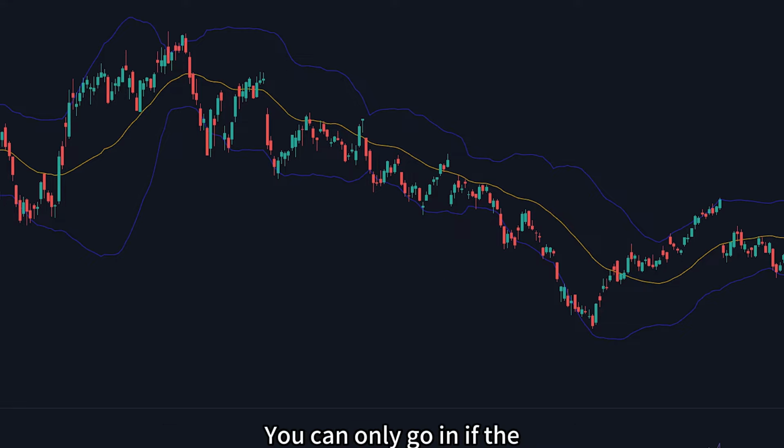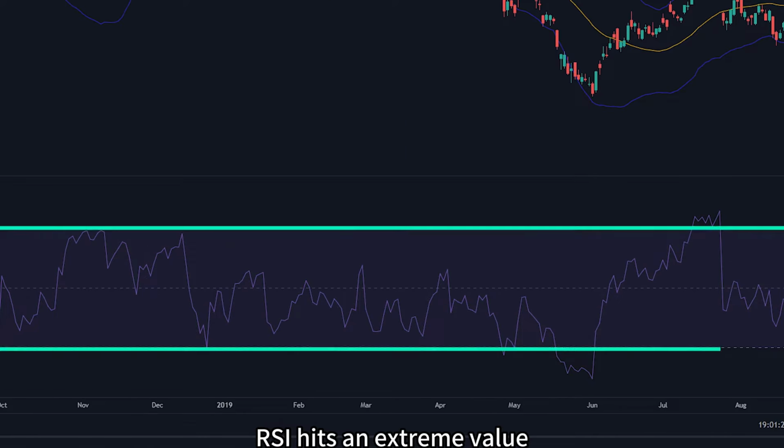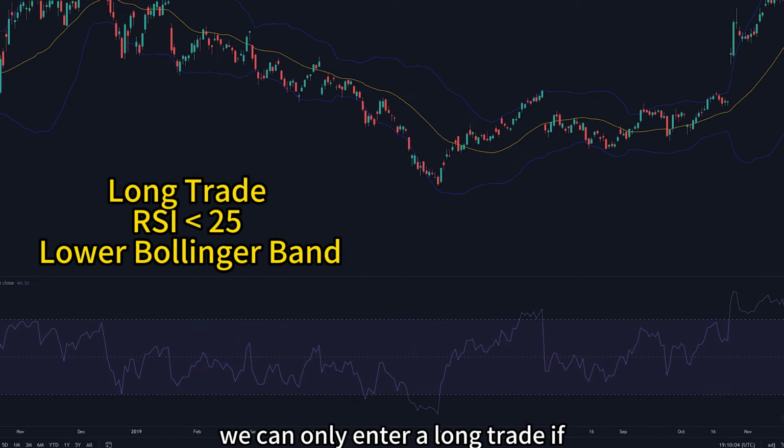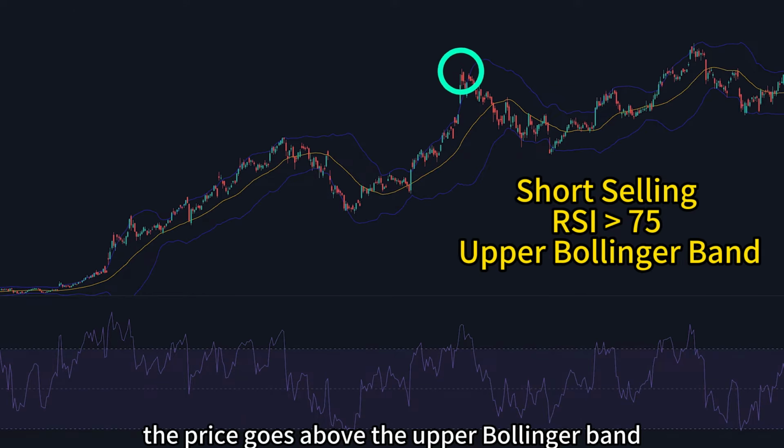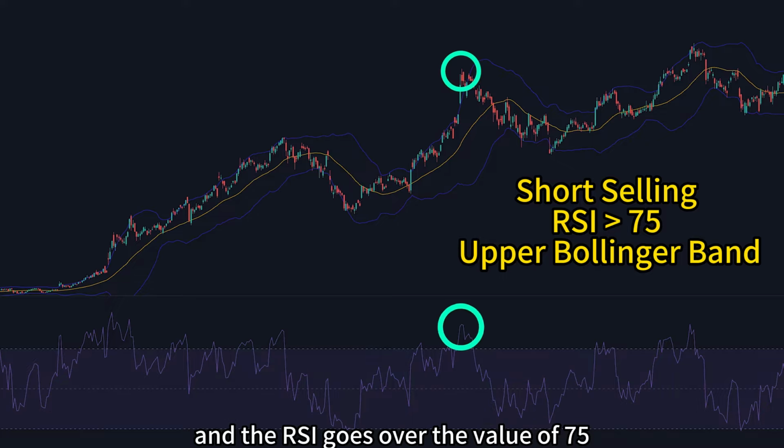You can only go in if the RSI hits an extreme value, meaning we can only enter a long trade if the price moves below the lower Bollinger Band and the RSI goes below 25. For short selling, we will only enter a trade if the price goes above the upper Bollinger Band and the RSI goes over the value of 75.